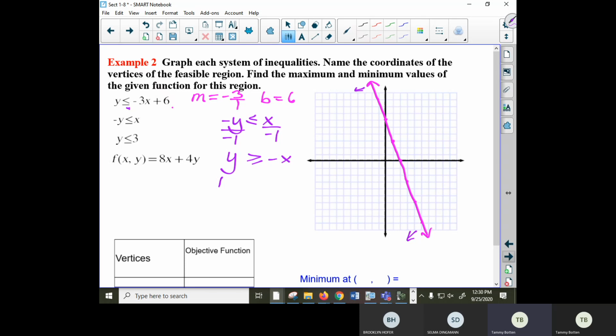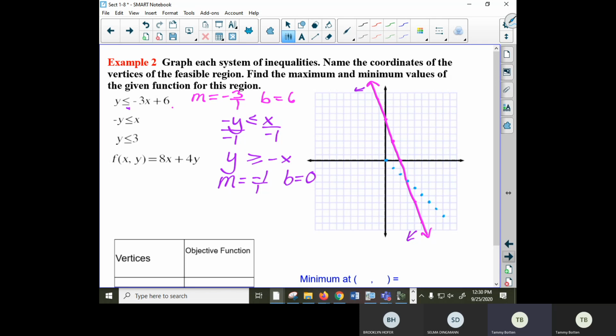So my slope of this line is negative 1, and I can think of that as negative 1 over 1. And my y-intercept is just going to be 0 for that. Okay? So let's try to graph this one. We're going to start at 0. And if it's negative 1 over 1, you go down 1 over 1 repeatedly.